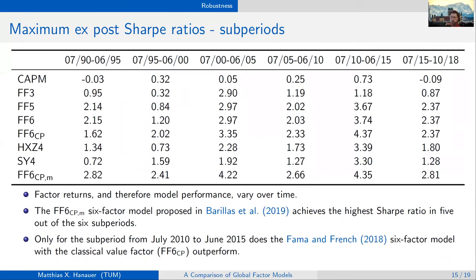I have now three slides on robustness tests before I conclude. I was doing this analysis as an ex post analysis over the whole sample period. But I was wondering, factor returns, and therefore also model performance, can vary over time. So I divided my sample into buckets of 5 years. And I see that across actually every 5 year window, except for this period here where this model is slightly higher, I show here the analyzed Sharpe ratios. This model is in all sub-periods the best one. So it seems very robust, because even in this period it ranks second with only a very small distance to the best model.